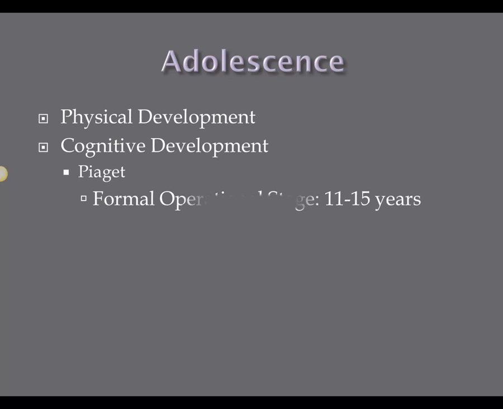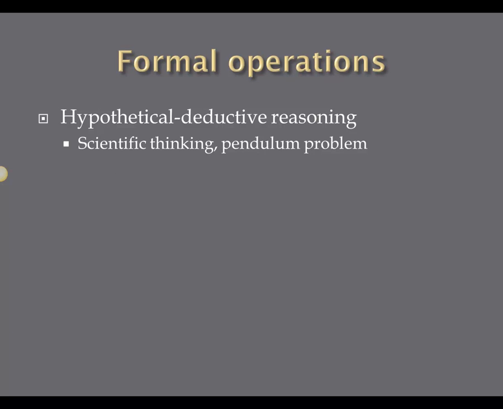Now, cognitive development, we're going to talk about Piaget again. During this stage of development, he suggested that there was this period of formal operations, 11 to 15 years of age. We now know that by Piaget's definition, formal operations for some kids doesn't start until even after they are 18 years of age. Here are some of the hallmarks of formal operations. One being hypothetical or deductive reasoning. This is where you can do scientific thinking.